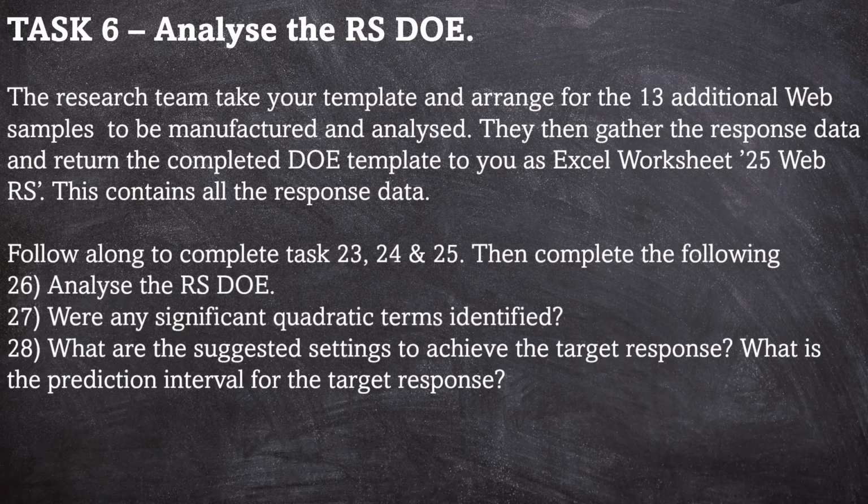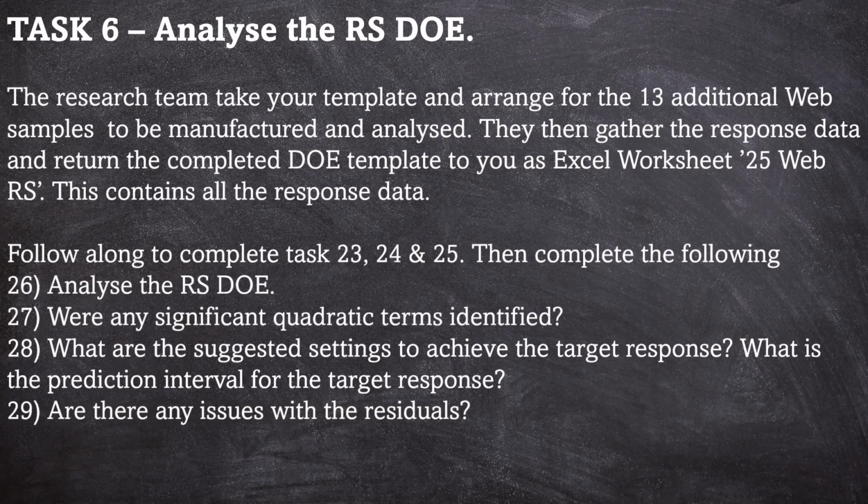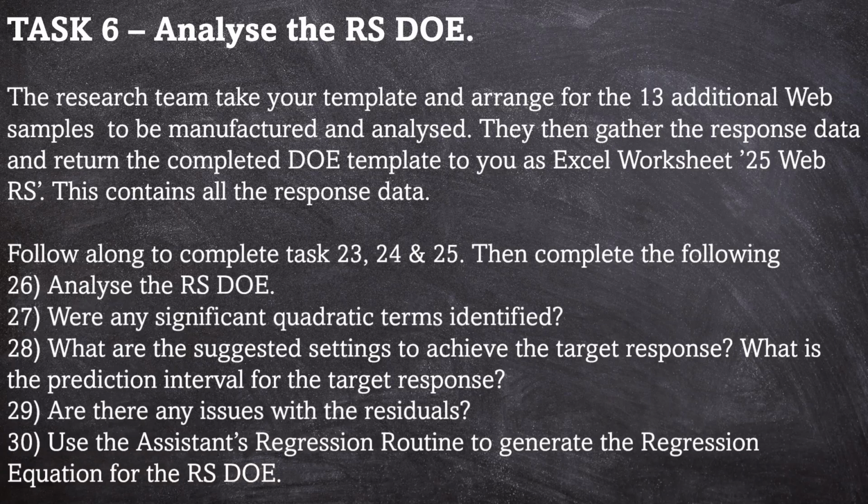Then 28, what are the suggested settings to achieve the target response? What is the prediction interval for the target response? Then we're going to answer the question, were there any issues with the residuals, which is basically asking, do the residuals validate this model? And then 30 is an interesting one. Use the assistant's regression routine to generate the regression equation for the response surface DOE. Unfortunately, for some reason, the response surface DOE does not give us the equations that it generates to find the maximum solution for us. So we have to use the assistant's regression routine.